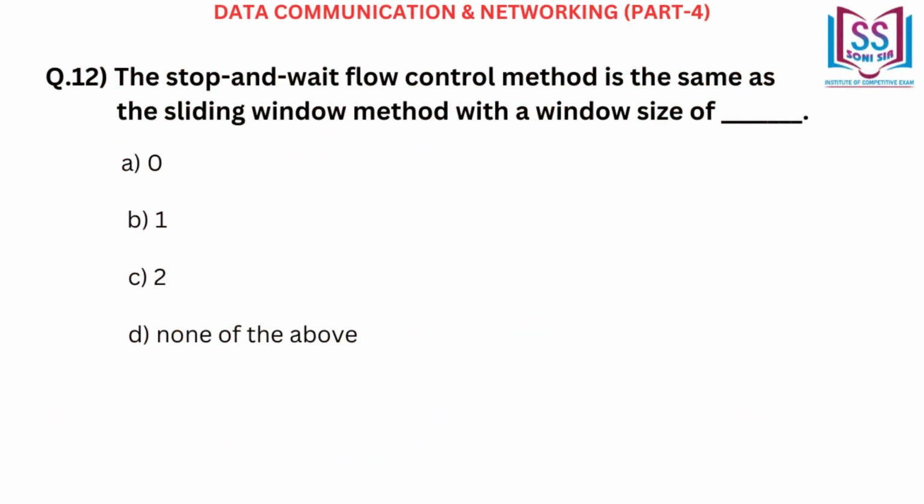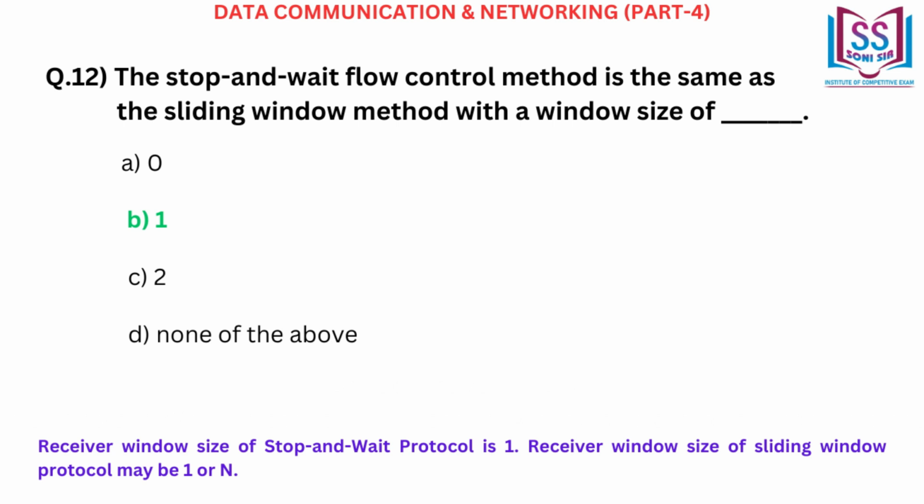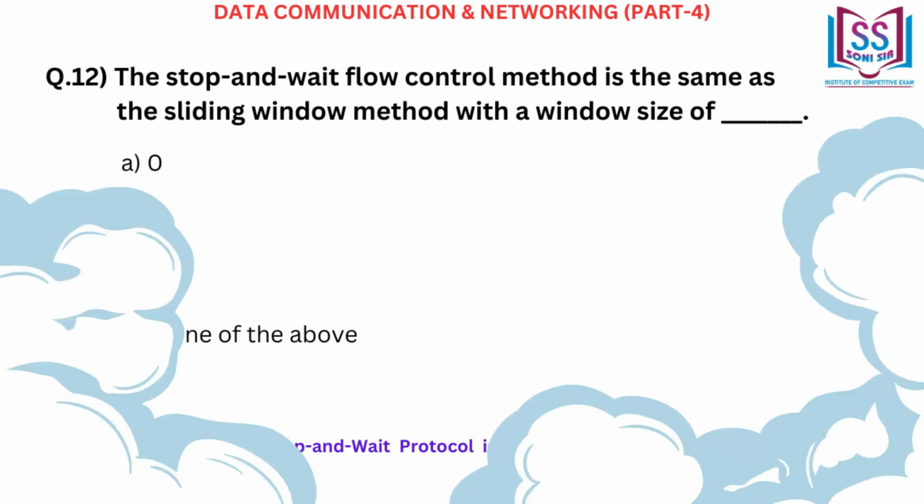The stop and wait flow control method is the same as the sliding window method with a window size of dash. A 0, B 1, C 2, D none of the above. Correct answer B 1. Receiver window size of stop and wait protocol is 1. Receiver window size of sliding window protocol may be 1 or n.